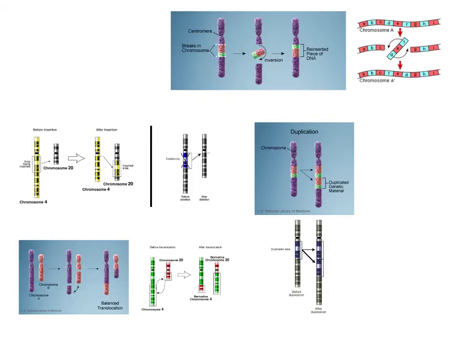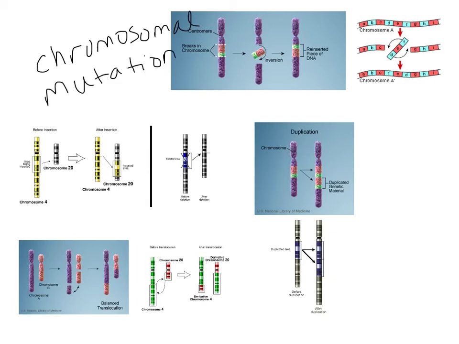So let's talk a little bit now about what happens if something went wrong. Hopefully you remember some of this from mutations. We talked about mutations being able to be passed on. These are all examples of chromosomal mutations, and if they are in the gametes, they can be passed on. But remember, a mutation that does not occur in the gamete cells cannot be passed on to the offspring. It has to occur in those gamete cells.